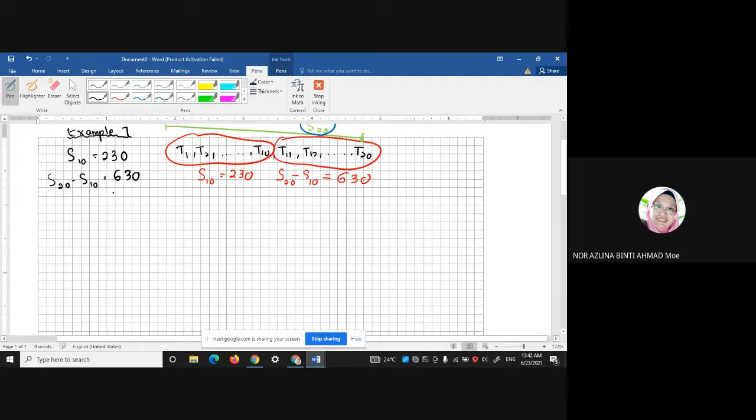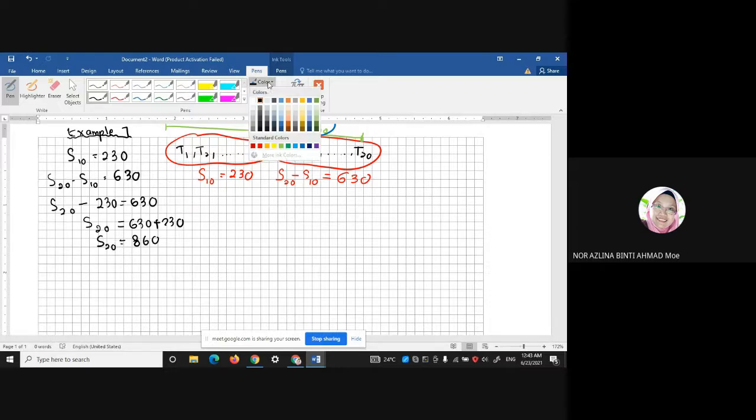So actually I have two equations. S_20 minus S_10, and S_10 is 230 from the earlier value. This is equal to 630. So to get S_20, it is 630 plus 230, which equals 860. This is S_20. So we have two pieces of information, then we can find a and d using simultaneous equations.